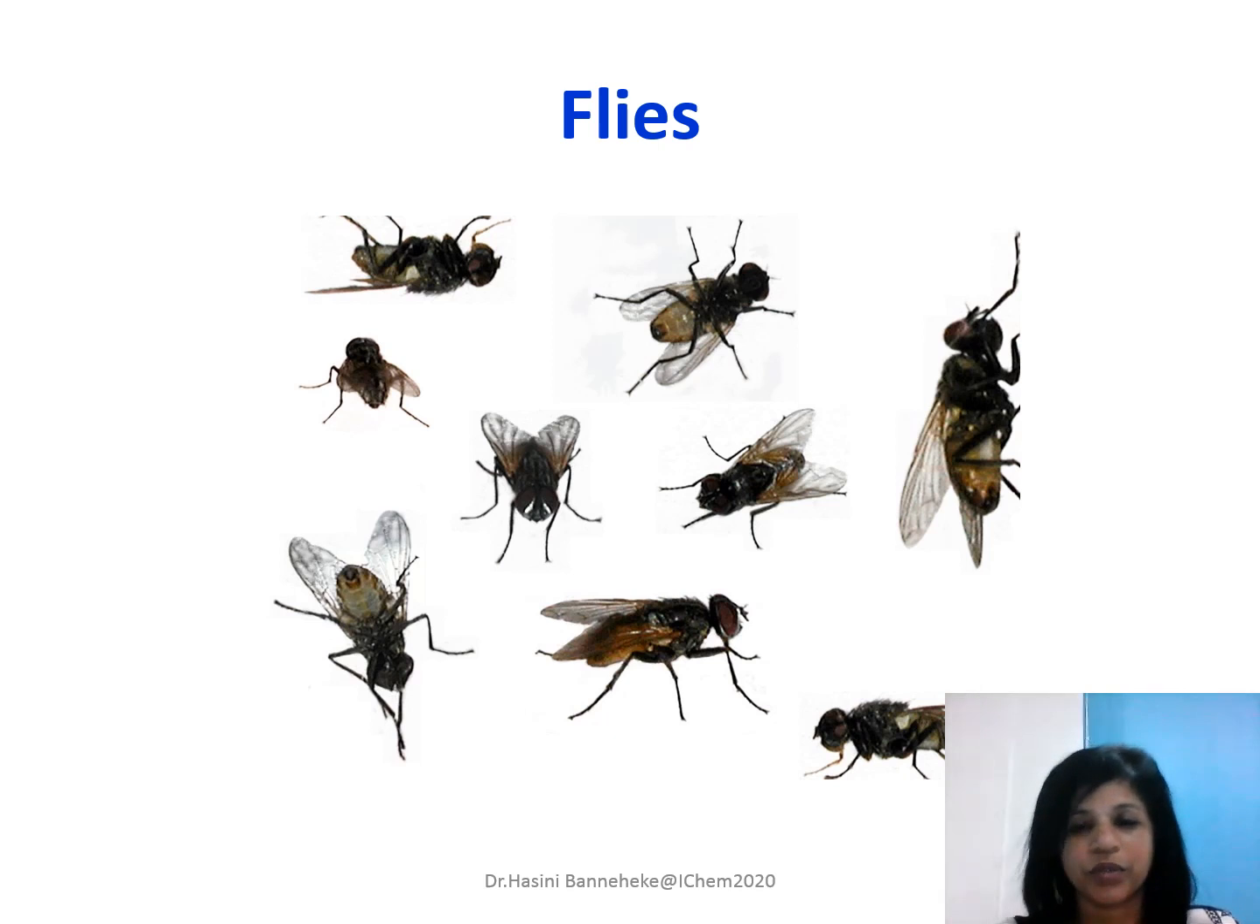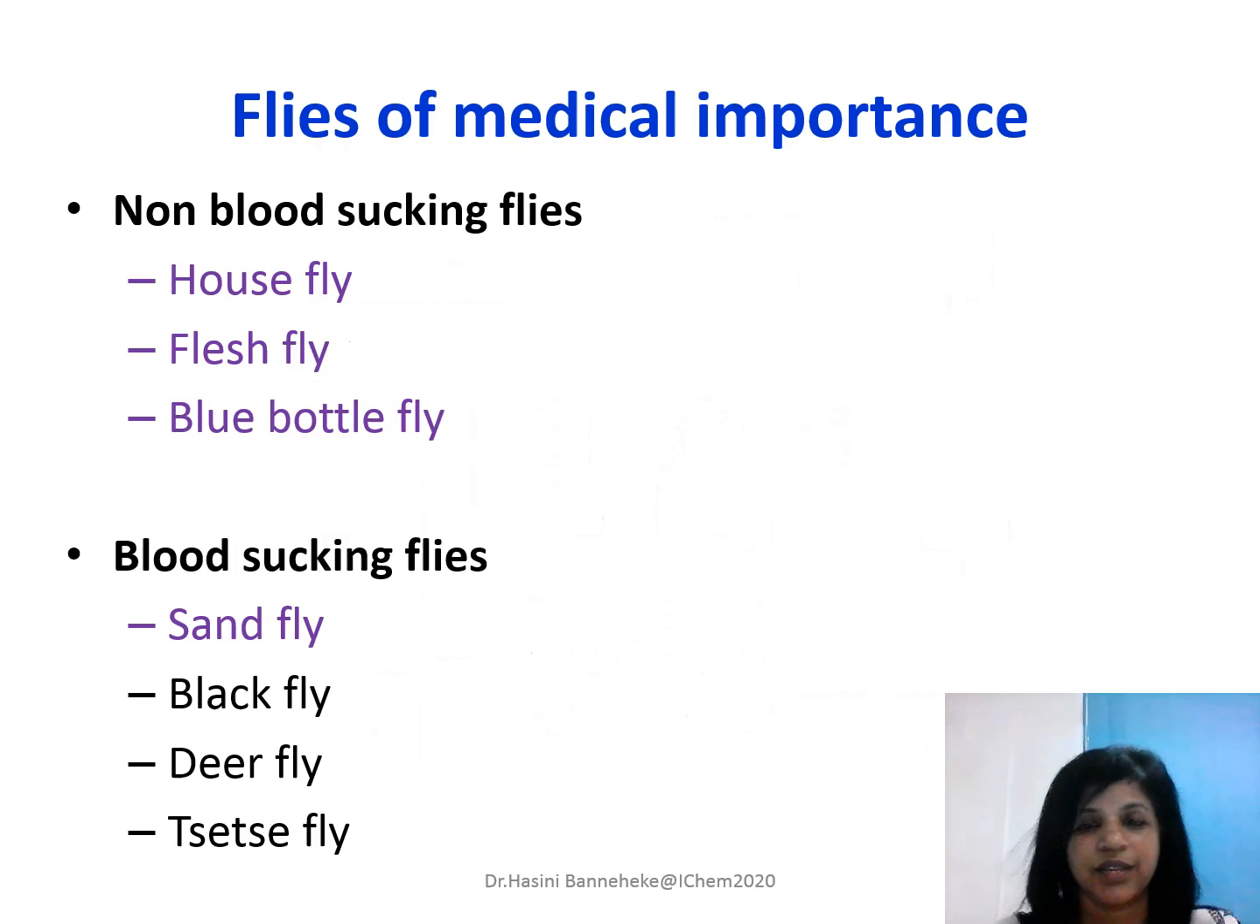So now we are moving on to flies, flies of medical importance. Now there are two categories of flies of medical importance. Now these medically important flies, one category does not suck blood, the other category sucks blood. So certain ones like housefly, flesh fly or blue bottle fly, they don't suck blood, but they are important as disease transmitting vectors.